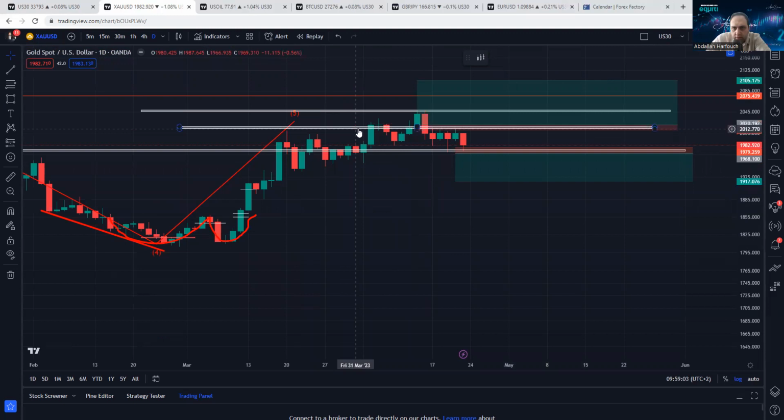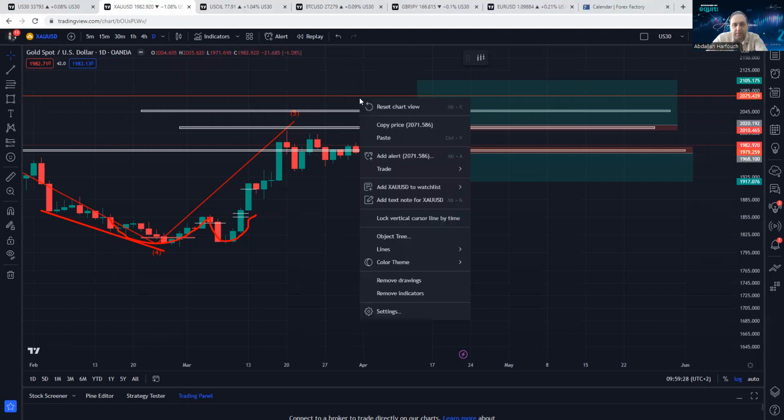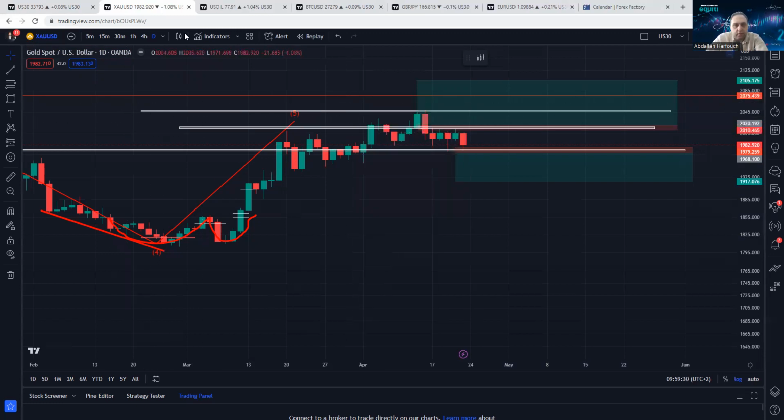Stop loss around 2014, entry 2021. TP1 2030, TP2 2040, TP3 2050, while the TP4, breaking the full high, will be around 2070. This is for the gold.